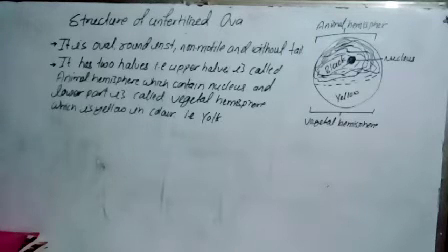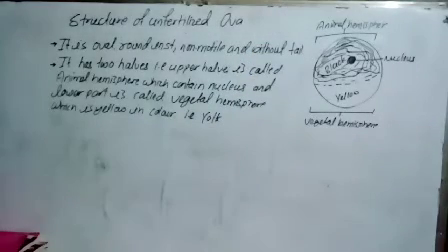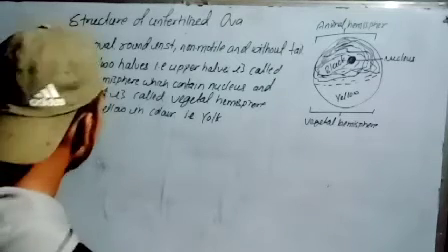Lower half. And in the center of the animal hemisphere there is the presence of the nucleus. Okay, vegetal hemisphere or vegetative hemisphere.